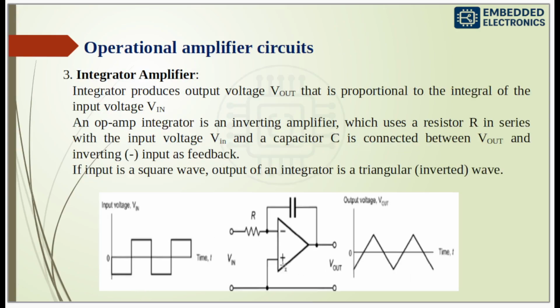And the integrator amplifier produces an output voltage V out that is proportional to the integral of the input voltage V in. So it is an inverting amplifier, with a resistor R in series with the input voltage and a capacitor C connected between V out and the inverting input. So this is connected as feedback. If the input is a square wave, you will get a triangular wave, that is an inverted wave.